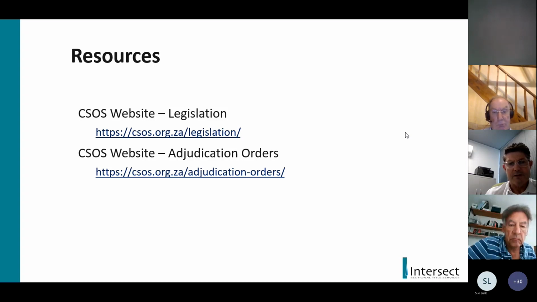Tandy asked, what powers does CSOS have to enforce the adjudication orders? Well, Tandy, ultimately, when they do provide an adjudication order, that effectively can be taken to the courts and be made an order of the court.